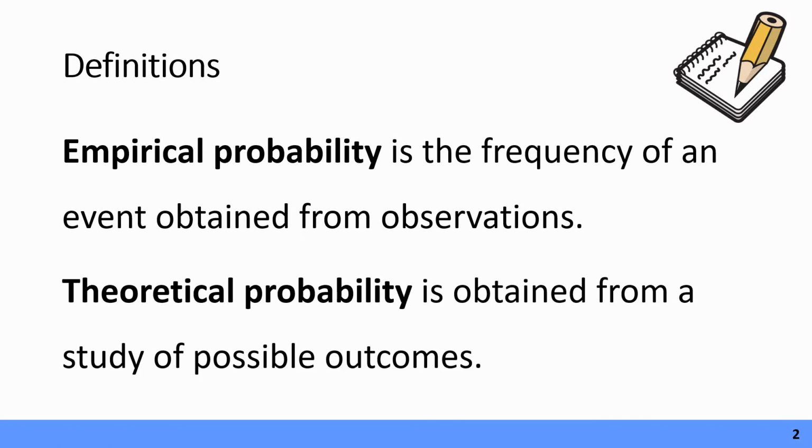Now, the second one we're going to talk about is what we call theoretical. Theoretical is when you obtain it from a study of possible outcomes. So you actually base your probability on possible outcomes. So you really don't know, but you actually come up with it. So that's why it's called theoretical. So the main difference is empirical comes from observations, and theoretical, it kind of says it in the name. It's kind of based on a theory. So you figure out based on what's going to happen in the future. So those are the two kinds.